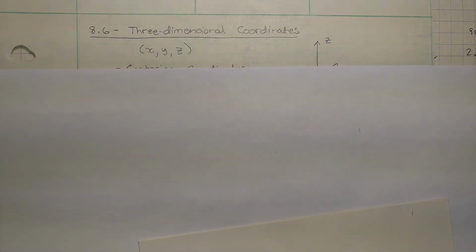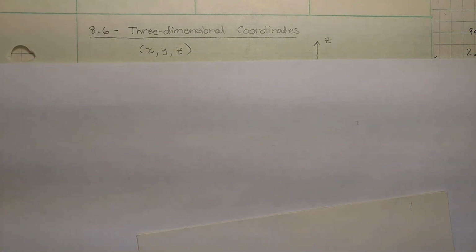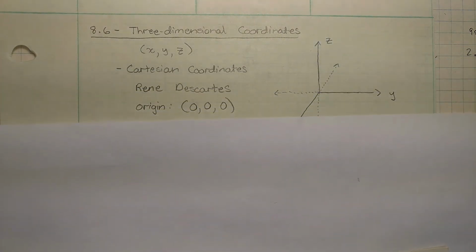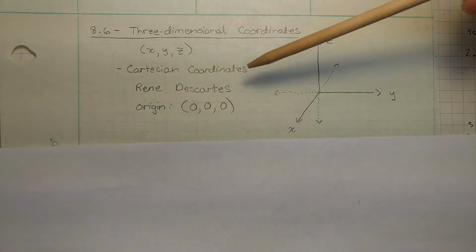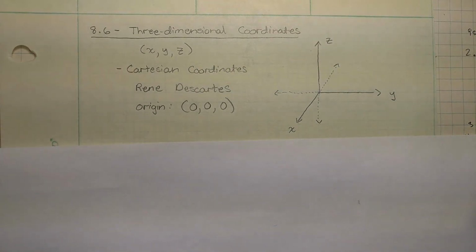So we're going to talk about three-dimensional coordinates. And really all three-dimensional coordinates do is we just add an extra coordinate or extra axis called the z-axis. So we deal with three coordinates, x, y, and we add the next one, z. What that looks like is it looks like this. We call these Cartesian coordinates after René Descartes.